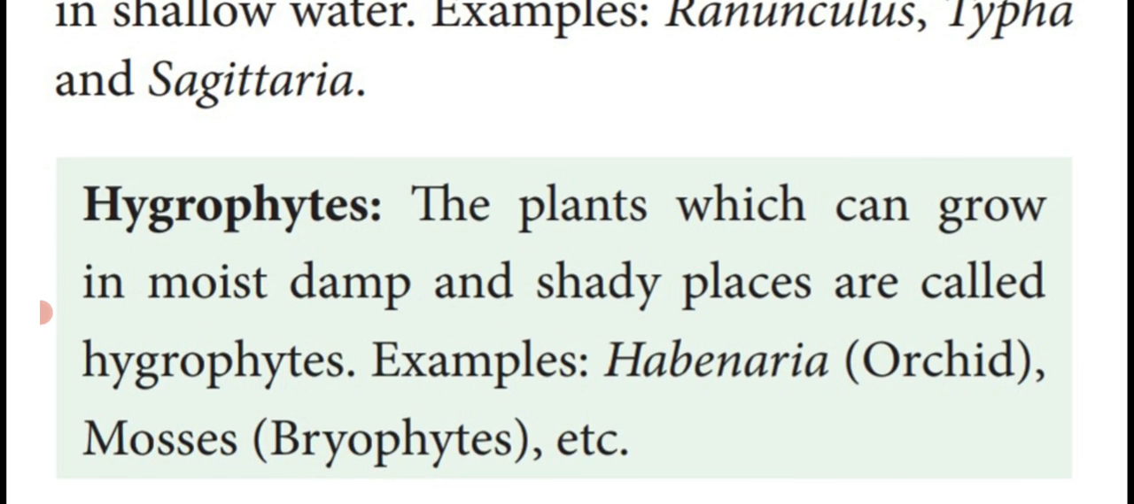Another one, Hydrophytes. Important, 2 mark question. That means plants which can grow in moist, damp places. Moist means only a very, very little amount of water, and also shady places are called hydrophytes. Example, Habenaria is a kind of orchid. Mosses is the bryophyte. So these plants are known as hydrophytes. These plants can grow in moist, damp and shady places.